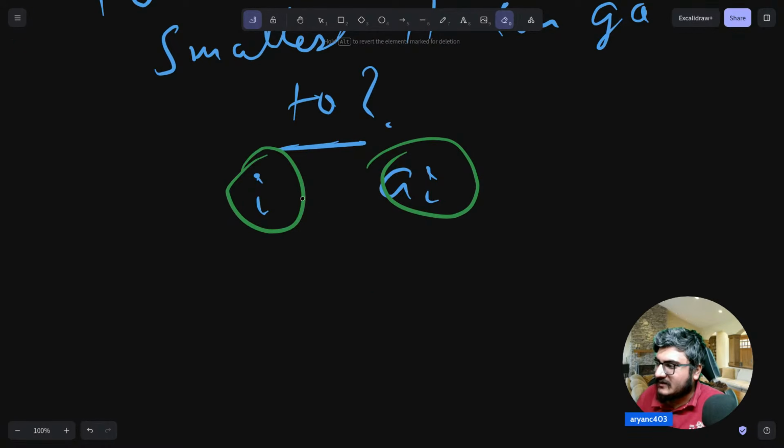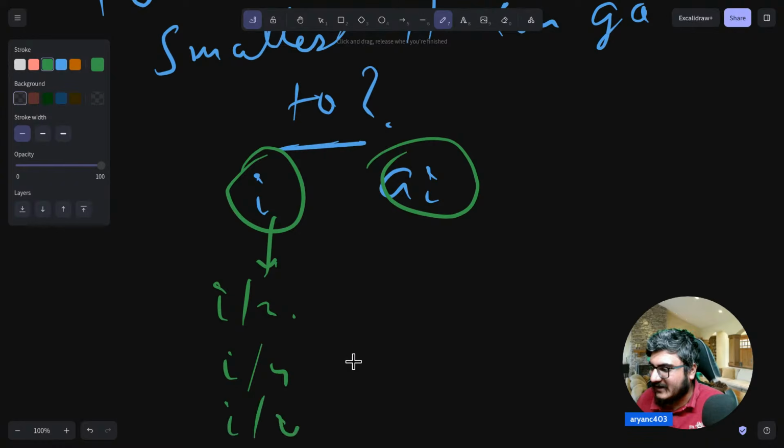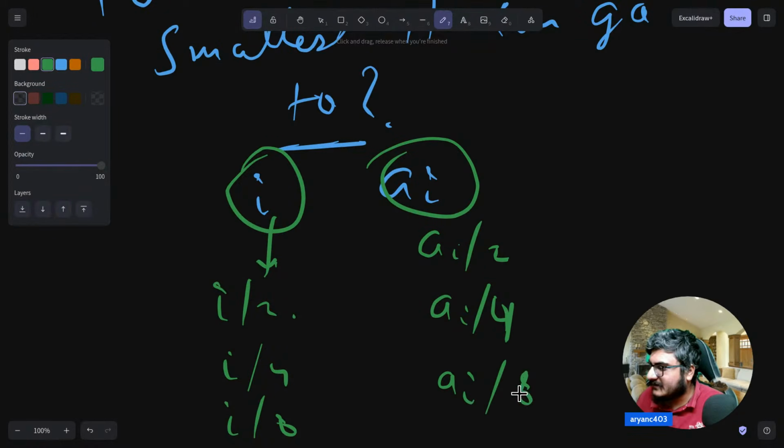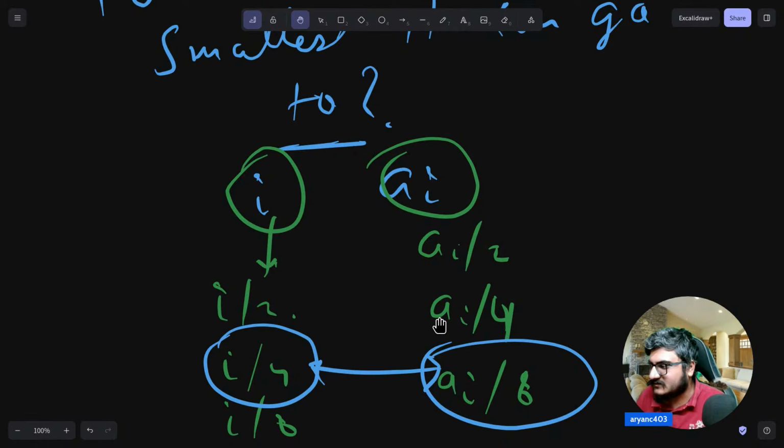So if you have I at AI, keep dividing it by 2, find I by 2, I by 4, I by 8, and so on. Find AI by 2, AI by 4, AI by 8. And at last, whatever number you get, they should be the same. Essentially that's the whole idea over here. This is one way to do it.